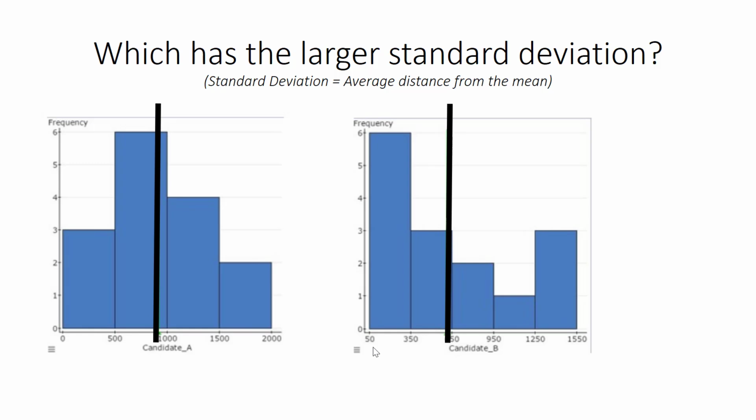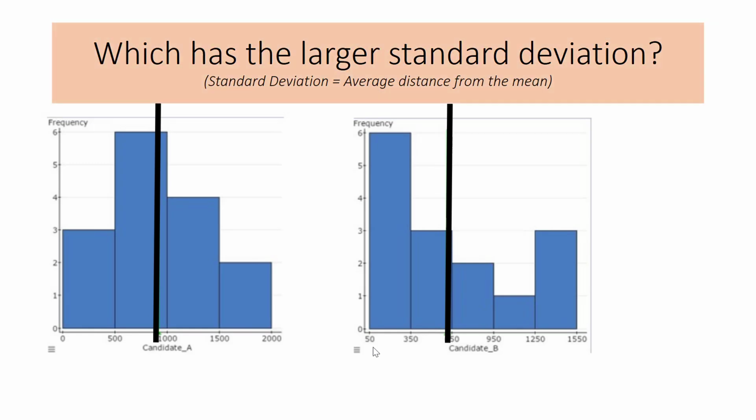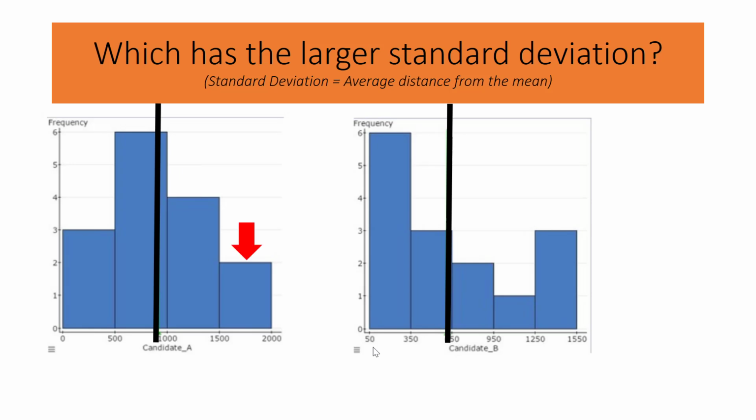Before we answer, let's remind ourselves what the definition of standard deviation is. So remember, the standard deviation is the average distance from the mean. Which of these two graphs has a lower or smaller average distance from the mean? Well, let's start looking at graph 1. As we move away from the center of the graph, what is happening to the frequency of our data? You can see that it's decreasing.